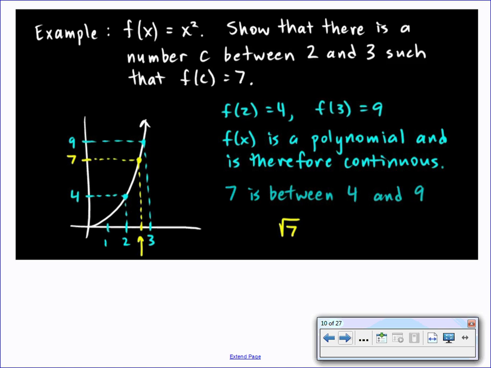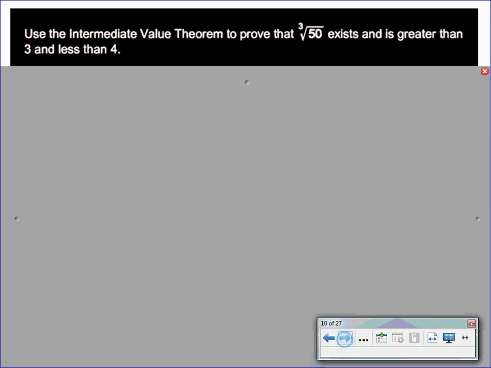Therefore, I can set up an equation. In this case, x squared equals 7, and solve to figure out the value for which that occurs. Sometimes it'll be 2, sometimes it'll be 1. If I were to solve x squared equals 7, I'd produce two values, x equals positive root 7 and x equals negative root 7. However, because we were asked about the interval 2 to 3, only one of them applies, and we pick that. All right, so x squared is a polynomial, therefore continuous, and y equals 7 is in between f of 2 equals 4 and f of 3 equals 9, therefore the intermediate value theorem applies.